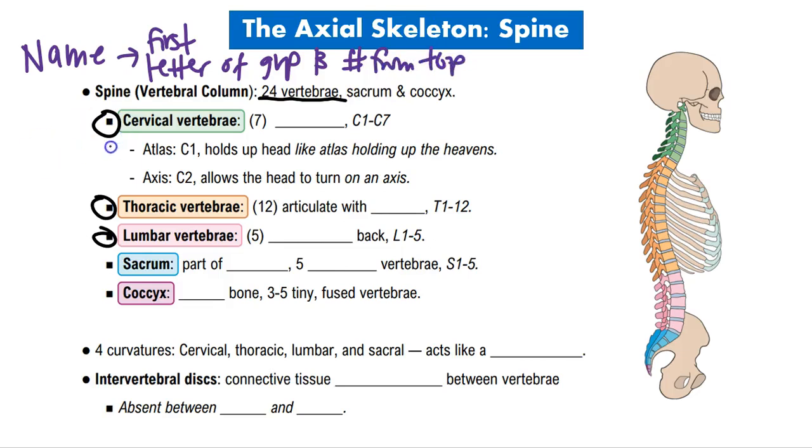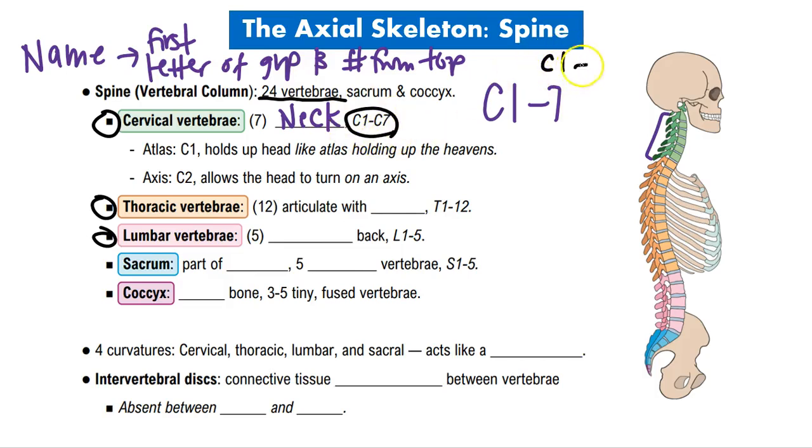So let's focus on the cervical vertebrae first, just so we can get an idea. The cervical vertebrae are going to be all the vertebrae here. You can count them as 1, 2, 3, 4, 5, 6, 7. So there's going to be 7 of the neck vertebrae. Okay, how do we name them? C for cervical, 1 through 7. So that means you can have C1 through C7, which is what you have here.